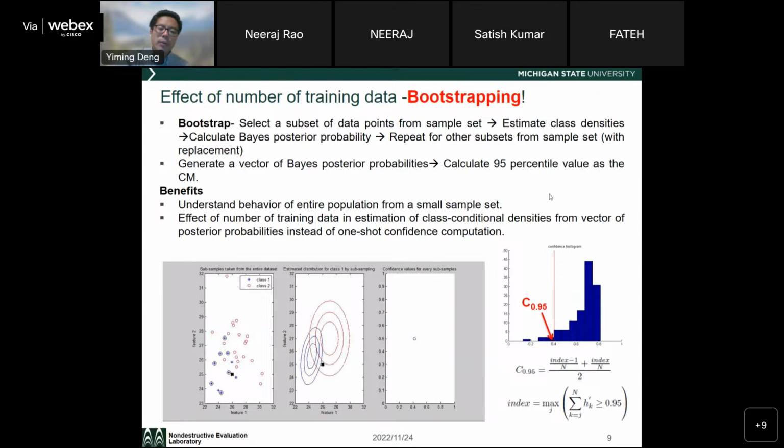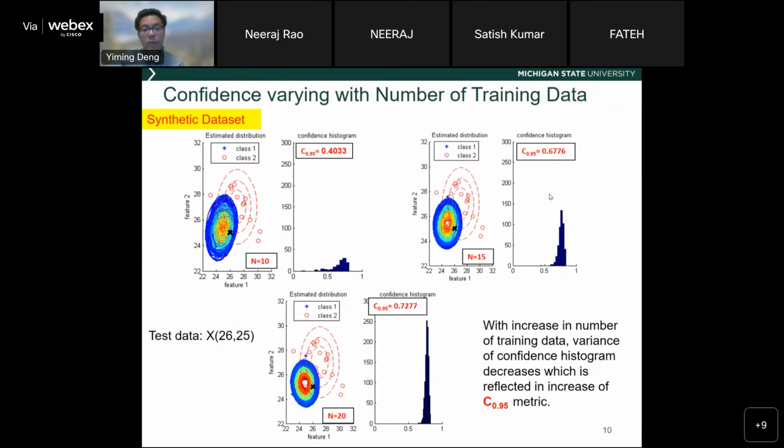Let me show you some examples of the number of training data and how that can affect our confidence metric calculation. This is also very intuitive: with increased number of training data points, from n equal to 10, 15 to 20, not even significantly increasing the number of data points, you can clearly see the confidence histogram that I calculate from this bootstrapping, or random sampling of a subset of a data set, lets me estimate the distribution better and better.